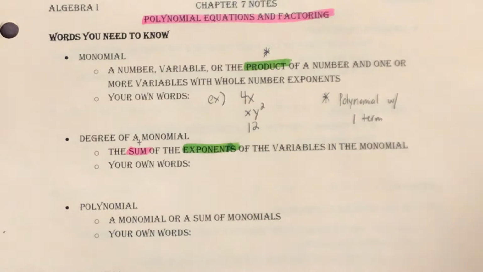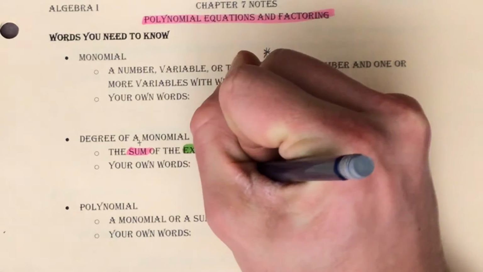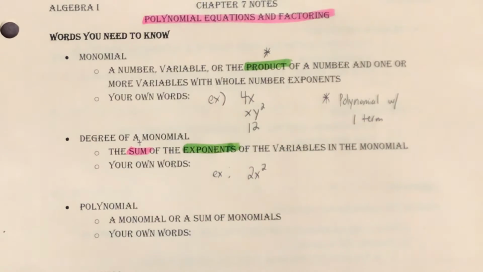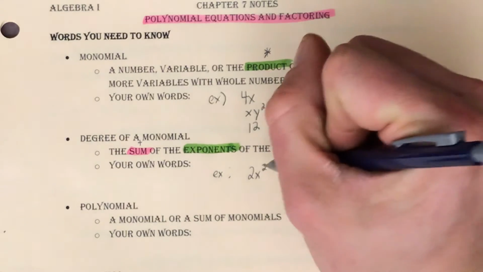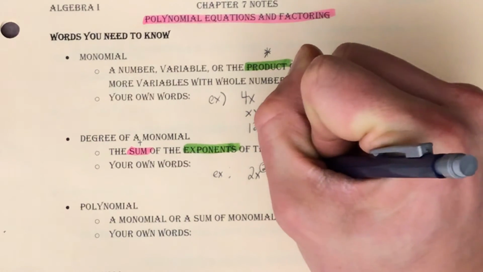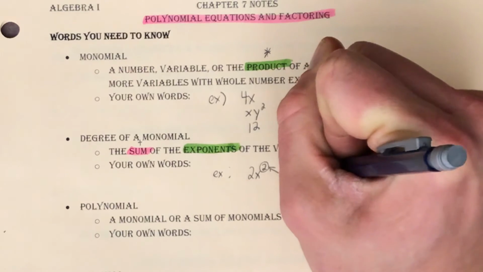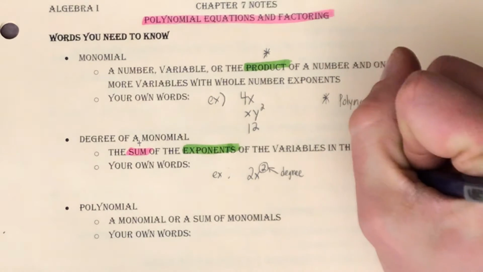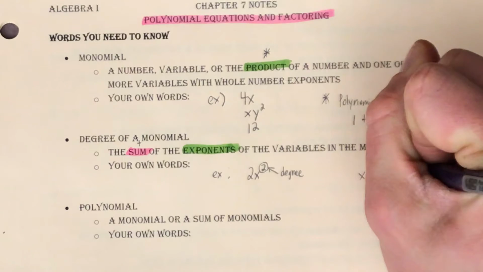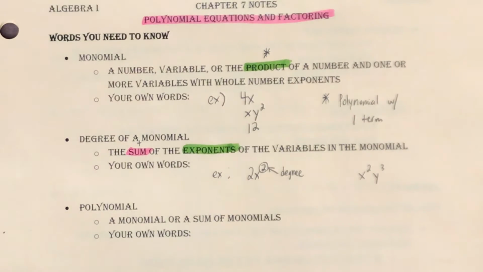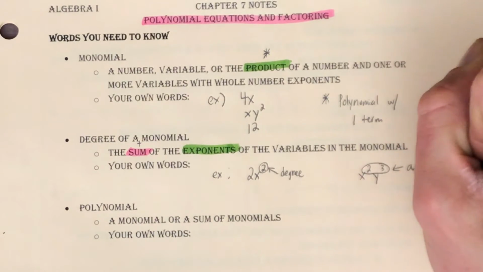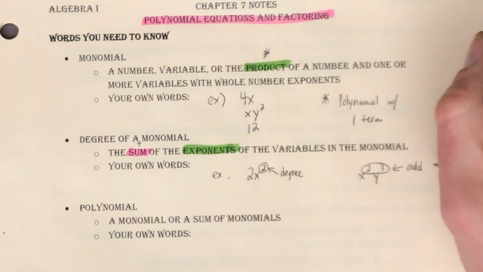So for instance, an example of this: if we had 2x squared, there's only one variable there, so this number right here, the exponent of that variable, would be considered the degree of the monomial. So it's whatever the exponent of the variable is. Now, we may have more than one exponent, so we might have something like x squared y to the third. In order to figure out the degree of that one, we would add those exponents together. So add to get degree.